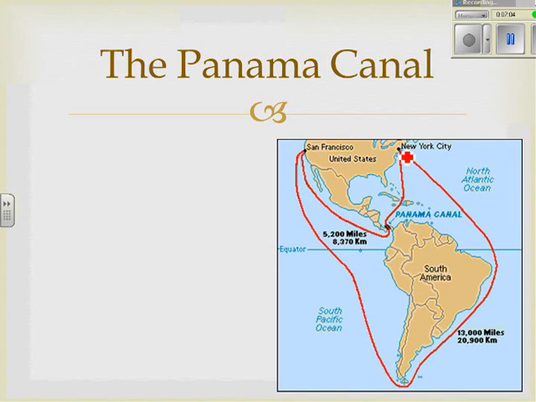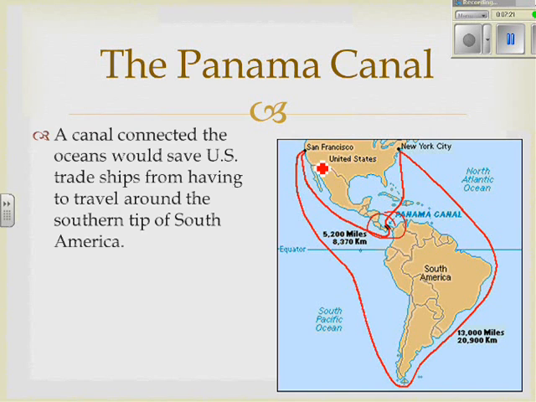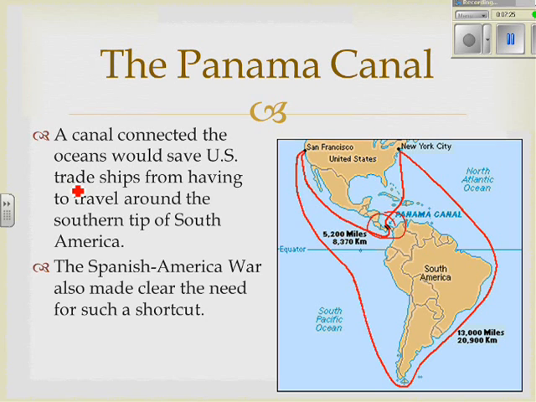So here's the map here. If you're leaving from New York City, you would have to go all the way down around South America to be able to get to the Pacific. The Panama Canal, which is going to be built right here, allows us to cut right through. You're looking at saving almost 8,000 miles, roughly. So the canal would allow the ships to save a tremendous amount of time. But the Spanish-American War, because we were fighting a conflict in two oceans, also made it important for us to have that shortcut as well.